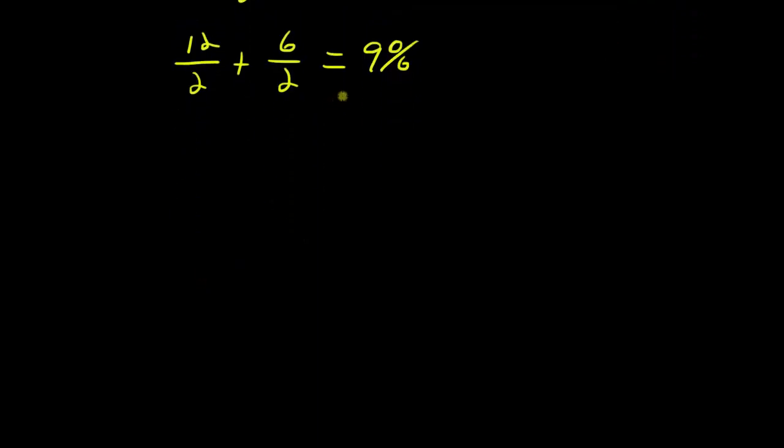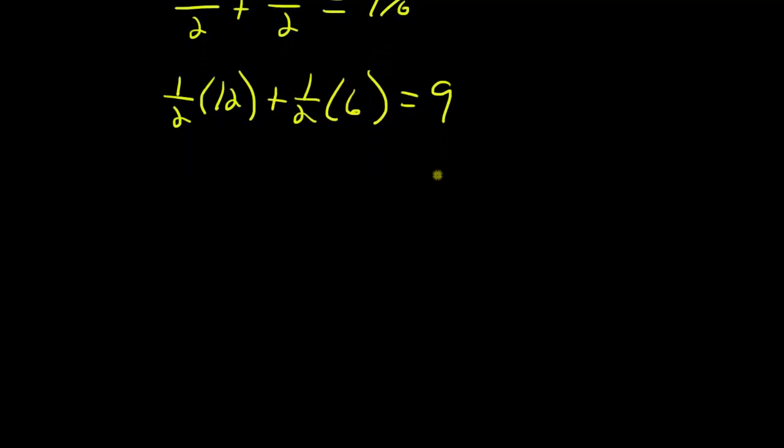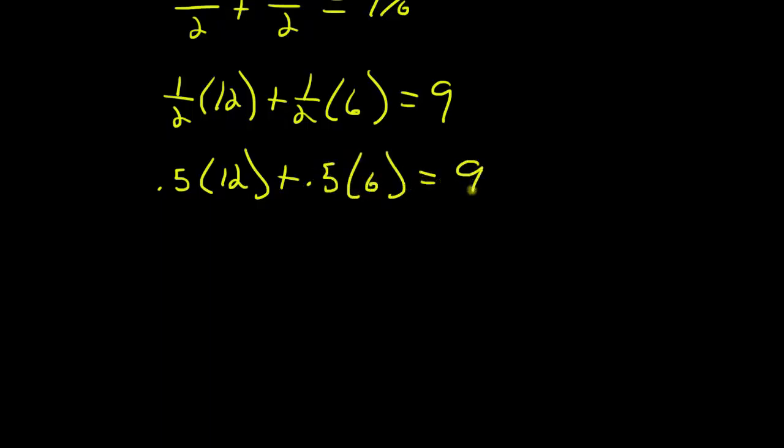So that's cool. And this is also the same thing as saying 1/2 times 12 plus 1/2 times 6. And that also gives me 9, right? No big surprise there. And then I can also say 0.5 times 12, plus 0.5 times 6%, and that is also equal to 9.